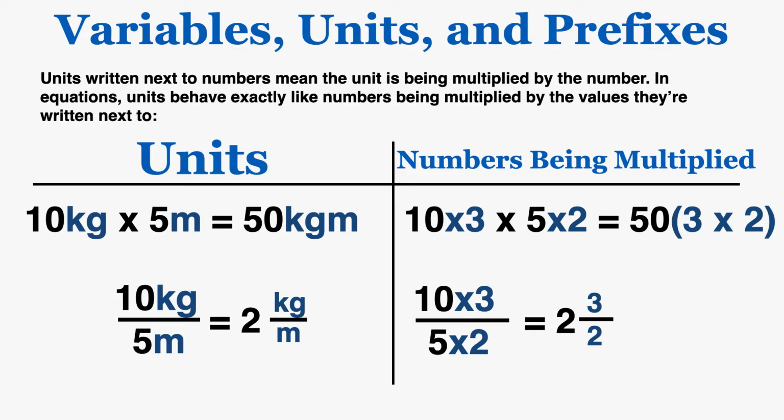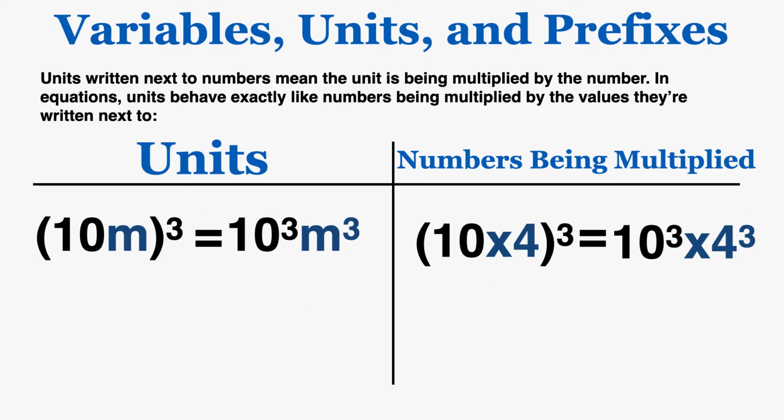And if you divide two numbers with units, the units themselves get divided, just like they would if they were just regular numbers being multiplied by their number. If you raise numbers with units to a power, the unit also gets raised to that same power. So 10 meters cubed is equal to 10 cubed meters cubed. And in this way, units also behave the same as numbers being multiplied, because 10 times 4 cubed is equal to 10 cubed times 4 cubed.